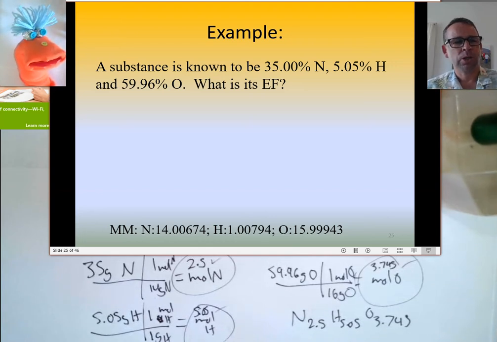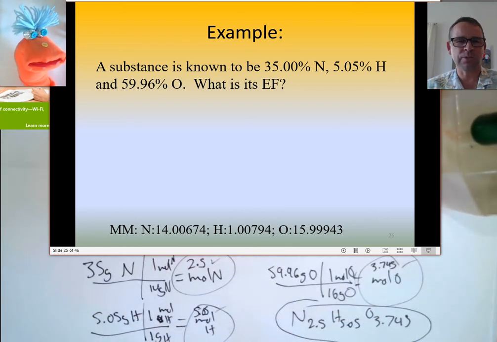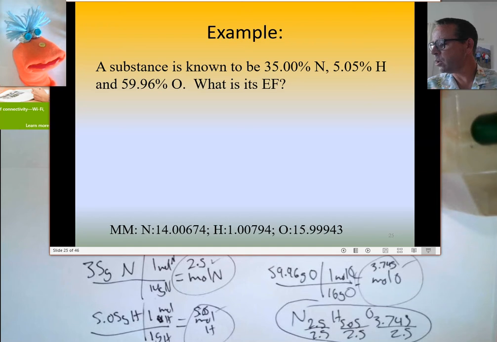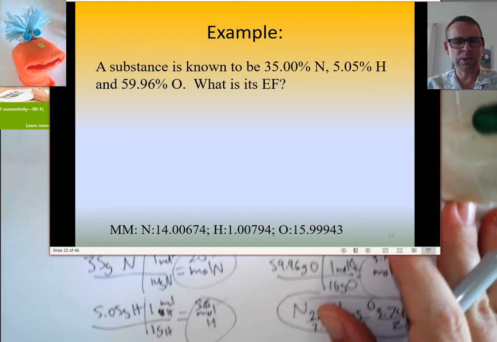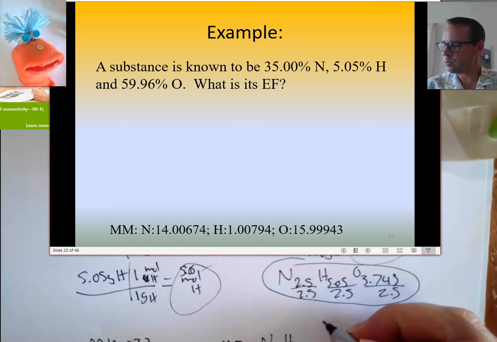Okay, very good. So now we're going to find out what the whole number ratio is, not just these fraction ratios. How do we do that? You divide by the smallest number. That's right. So 2.5, 2.5, and 2.5. Very good. So the whole number for the nitrogen there is going to be 1.